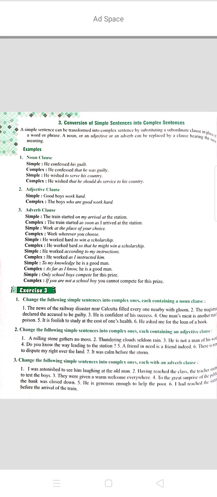He confessed is your main clause. That he was guilty is your dependent clause, subordinate clause. It consists of two clauses, or more than two clauses, that is a principal clause and one or more subordinate clauses. So therefore it is a complex sentence.